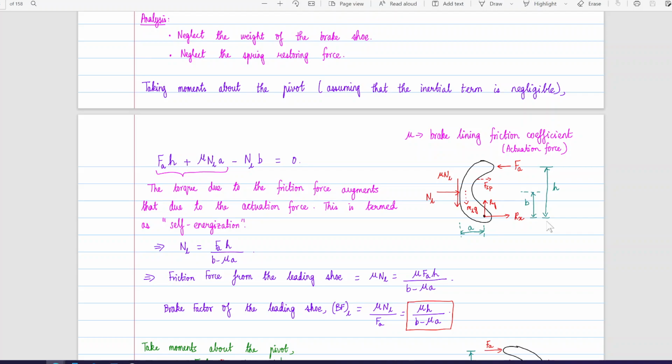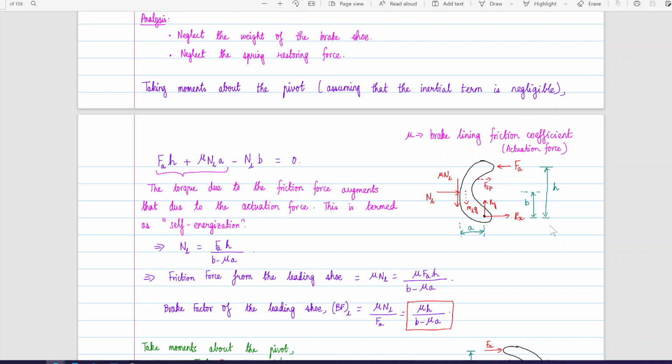So now let us quickly go through some analysis. Okay, we are neglecting the weight of the brake shoe and we are neglecting the spring restoring force. We'll take the moment about the pivot point, assuming that the inertial term is negligible. Okay, we are saying that mu is the brake lining friction coefficient, and Fa is the actuation force. Okay, and your contact point is say A distance away from here, and it is B distance here, right? With the height considered as h.